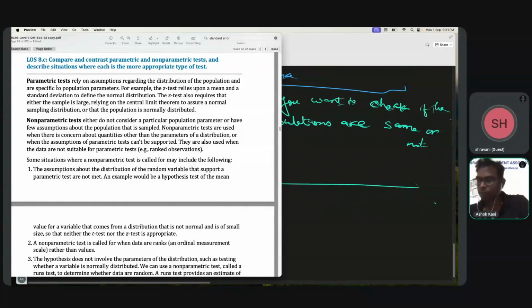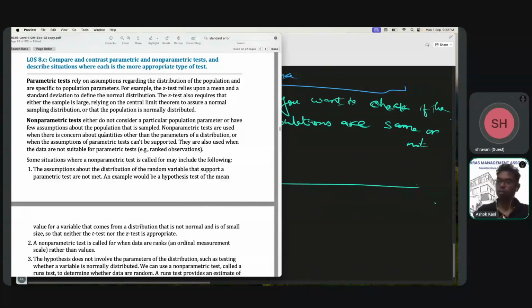Parametric test relies on assumption regarding the distribution of the population and is specific to population parameters. For example, z-test relies upon a mean and standard deviation to define the normal distribution. The z-test also requires that either the sample is large, relying on the central limit theorem to assure a normal sampling distribution, or the population is normally distributed.